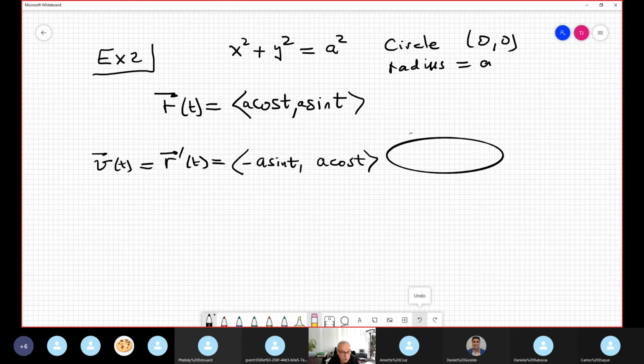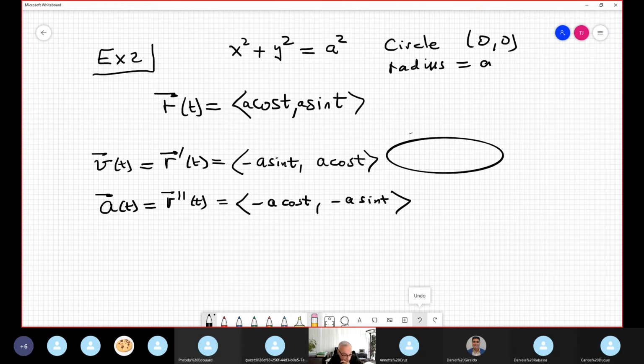Suppose now we want to find the second derivative. By the way, this is acceleration. You can call it either way, second derivative or acceleration. Everyone understands this. Now, this is minus a cosine t, and the derivative of cosine is minus sine, entonces minus a sine t. Entonces in my formula, this is x prime, this is y prime, this is x double prime, and this is y double prime.